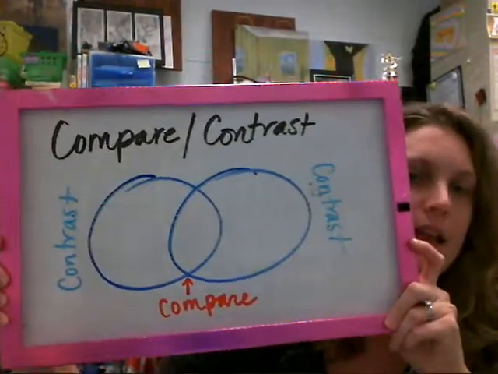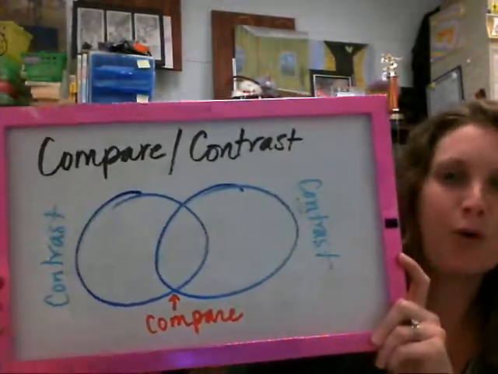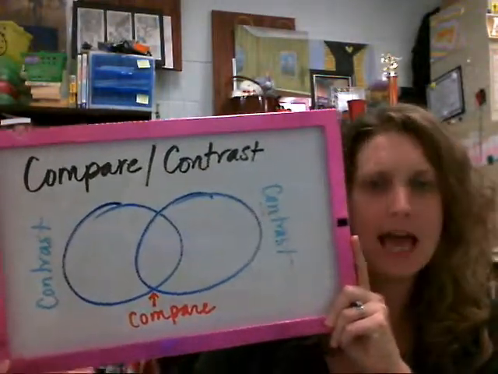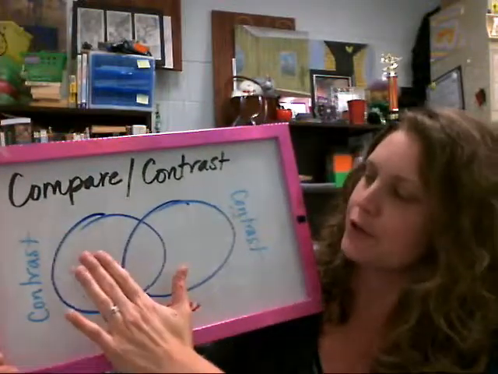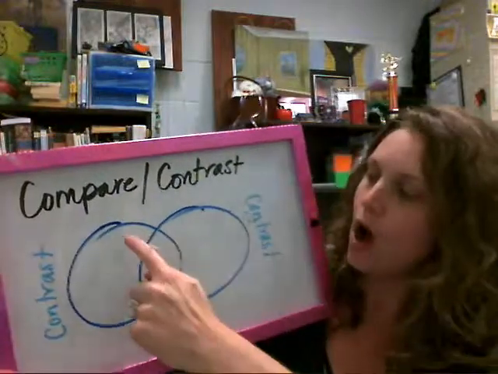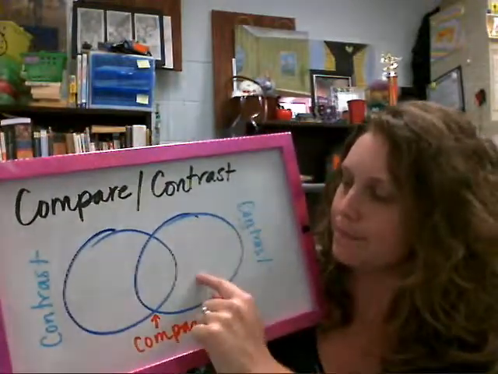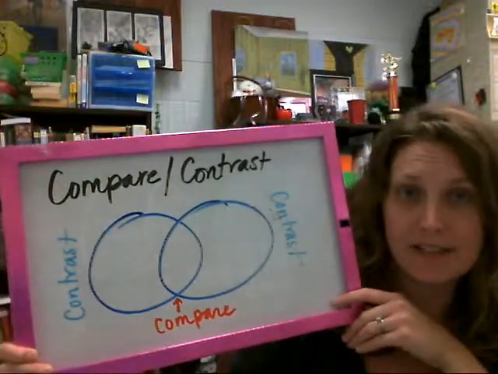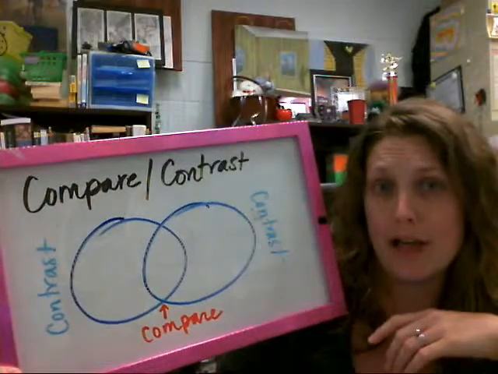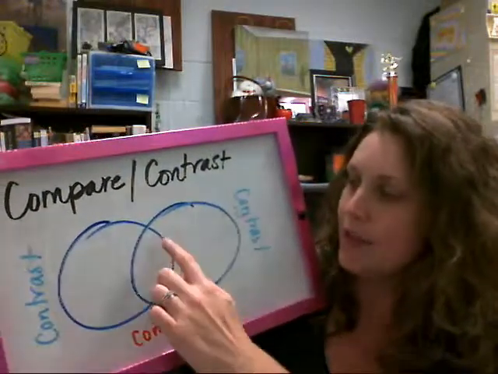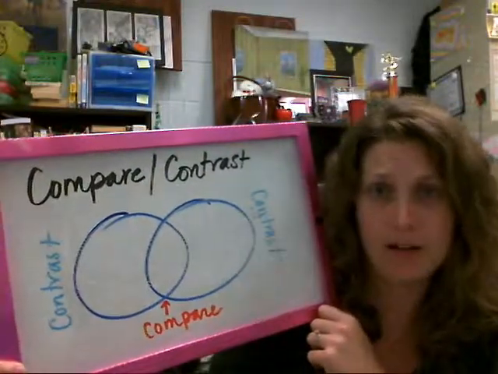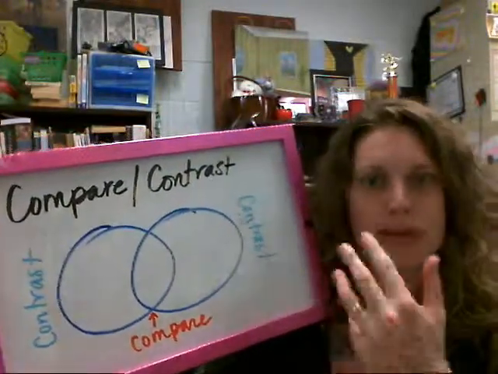I'm sure most of you have seen this before. This is called a Venn diagram, V-E-N-N. So the organizer is 2 circles, and they overlap each other. On the outskirts, you're going to contrast the 2 items, objects, subjects, whatever you're comparing and contrasting, okay? Then in the middle, in the overlap here, you're going to compare the items, the people, the subjects, whatever.